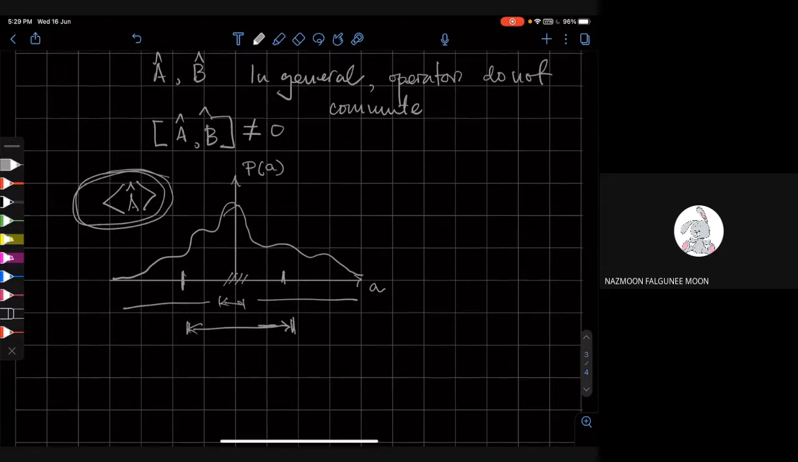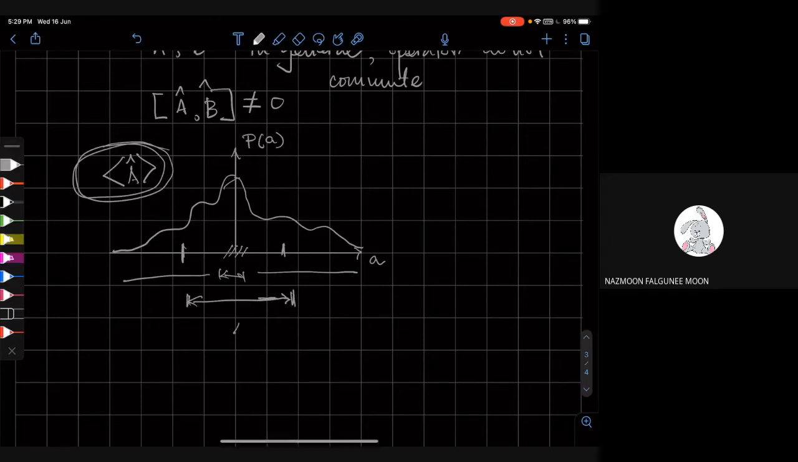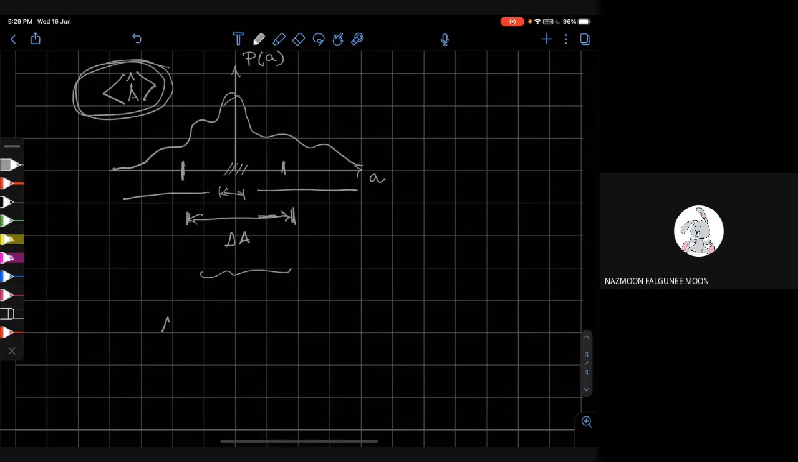For that, the second moment is very useful. The second moment is something like A squared, but that's actually not this spread. This spread is known as the standard deviation, delta A. The standard deviation is defined to be, it's easier to define the square, A, the operator, minus its average, squared, and then the average of these deviations, that is the standard deviation squared.